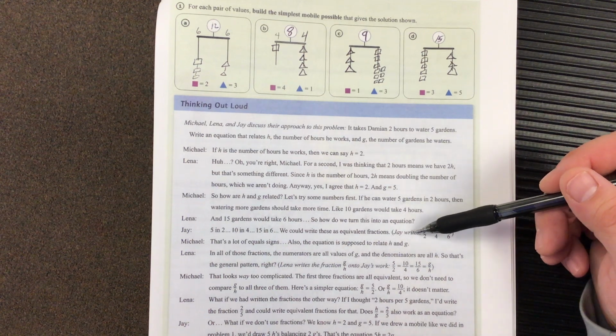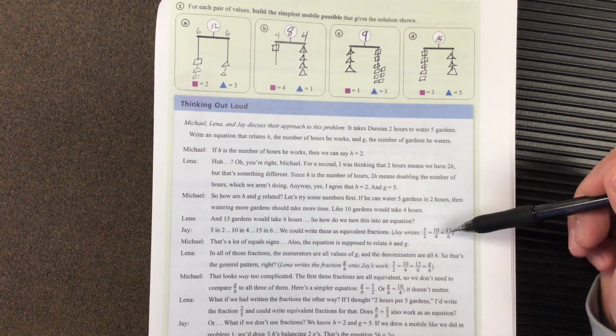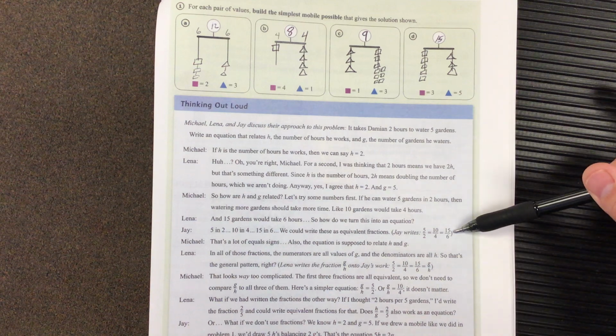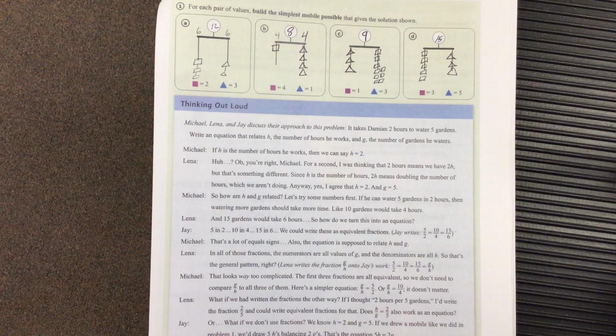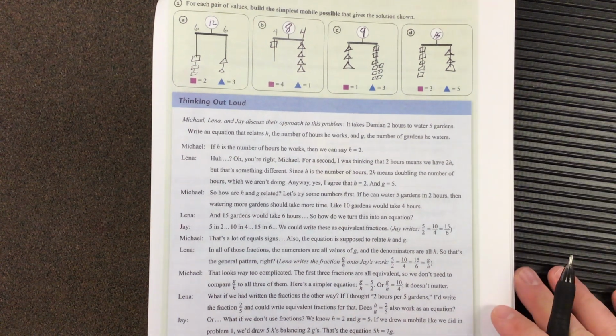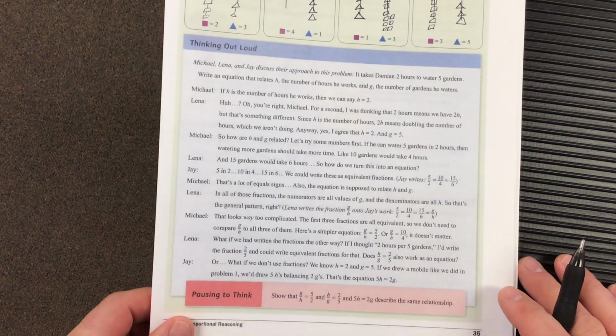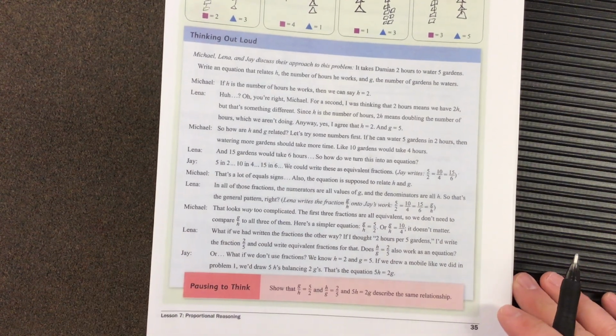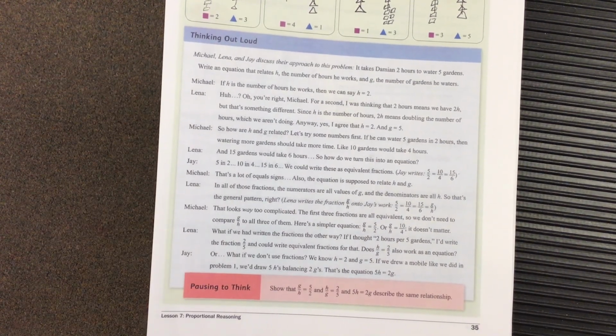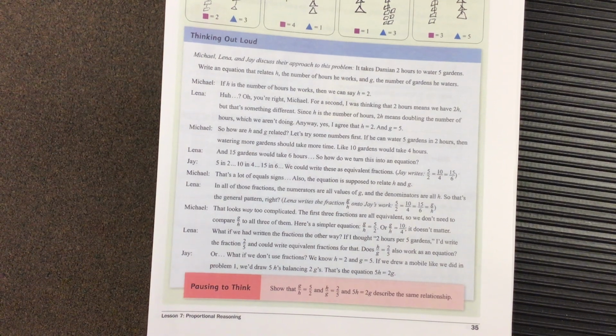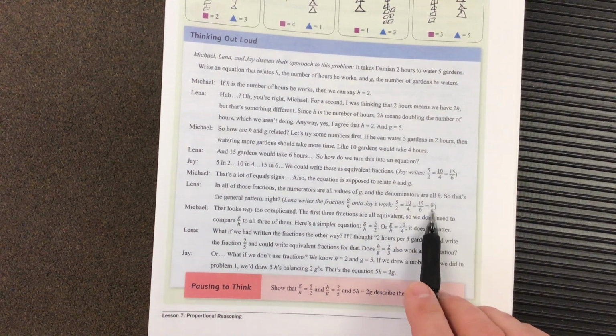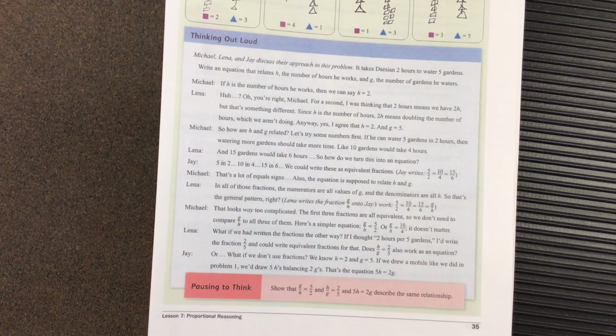Jay says 5 and 2, 10 and 4, 15 and 6. We could write those as fractions. Those are equivalent fractions. Michael says that's a lot of equal signs. Also, the equation is supposed to relate h and g. Lena says in all those fractions, the numerators are all values of g, the denominators are all values of h. So that's the pattern, so they add g over h to the fractions there.